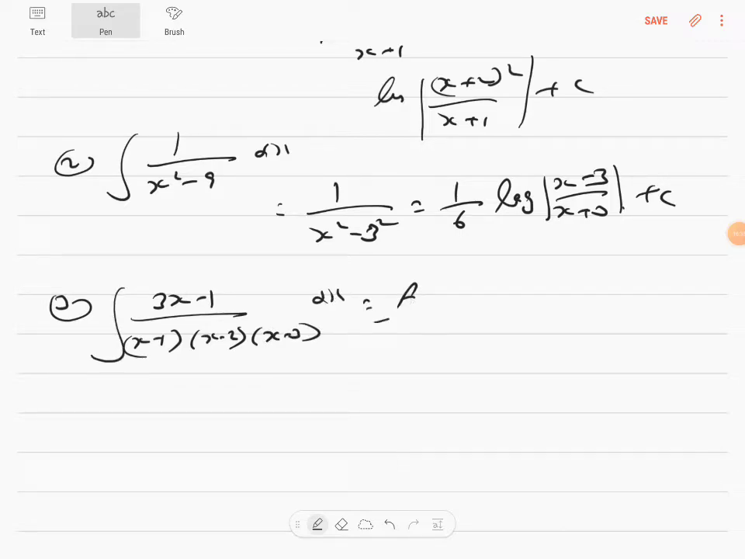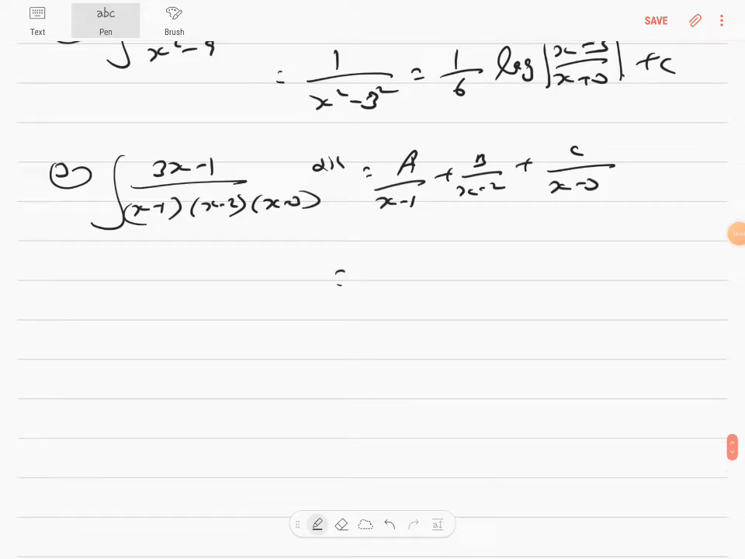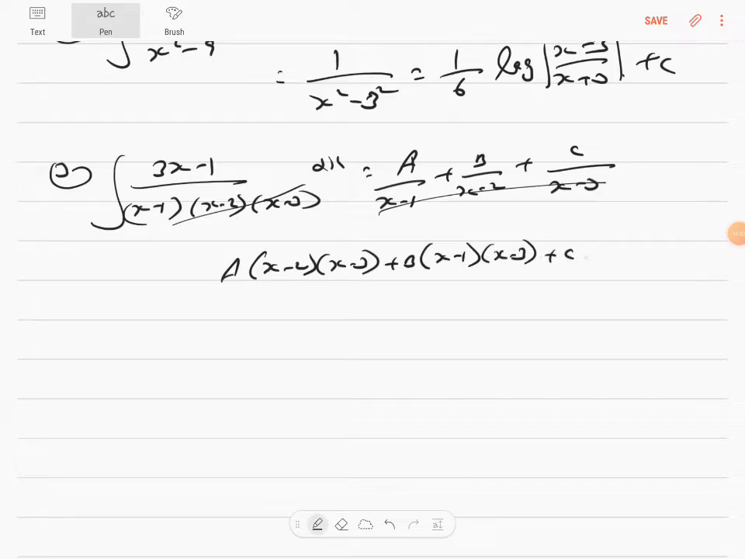So this becomes a by x minus 1 plus b by x minus 2 plus c by x minus 3. So when you take an LCM, what will that be? Both the denominators will get cancelled, so it would be a into x minus 2 into x minus 3 plus b into x minus 1 into x minus 3 plus c into x minus 1 into x minus 2 is equal to 3x minus 1. Now you assume x is equal to 2, you assume x is equal to 3, and then x is equal to 1, because when you put x is equal to 2, this whole term will get cancelled. Put x is equal to 3, this whole term. Like that you can easily solve for a, b and c.